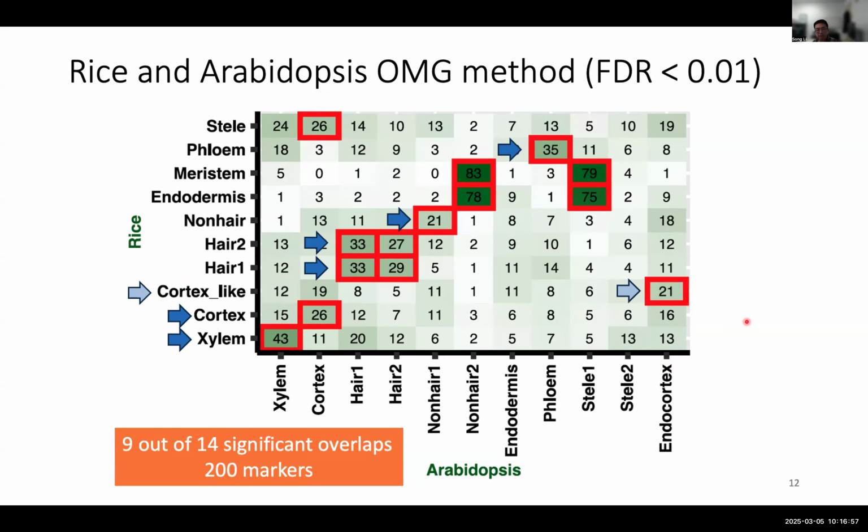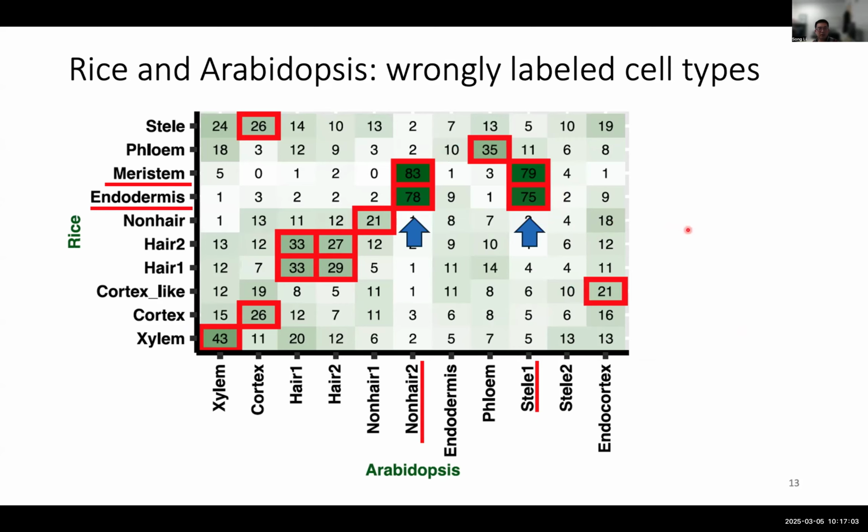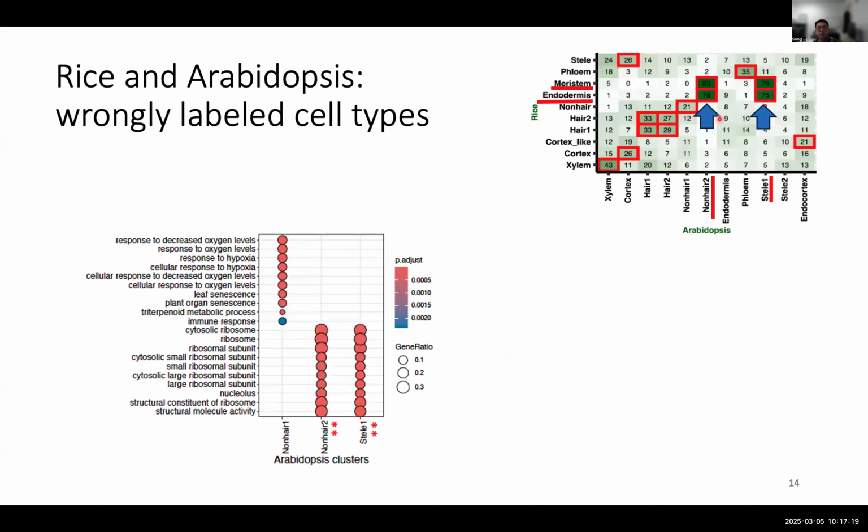Okay, so by this time, I think most of you are probably looking at these 2, which I highlight here. These are really high numbers of ortholog marker genes overlapping between non-hair cells and stele in Arabidopsis, and meristem and endodermis in rice. So what are these? Are these mistakes? Maybe they are wrongly labeled cell types. Actually, we pulled out these genes, the 200 markers, and did the enrichment test using GO enrichment analysis. What you can see is very interesting. This is Arabidopsis clusters. Look at the non-hair 1, non-hair 2. Their GO terms are very different.